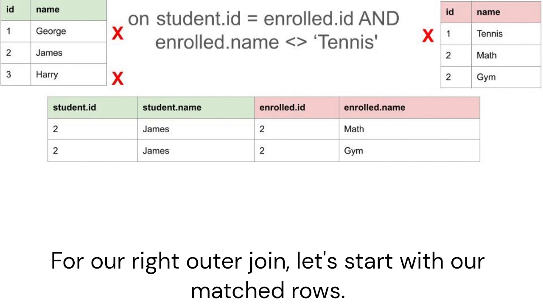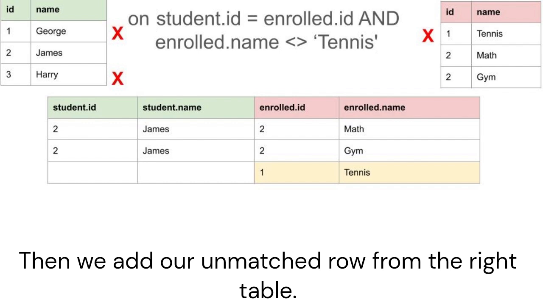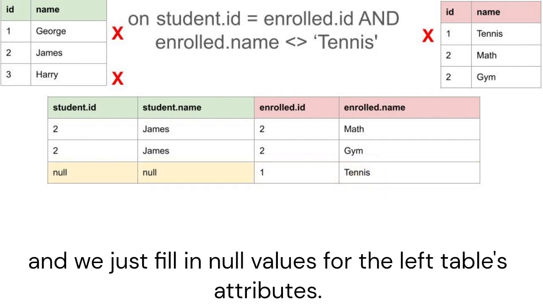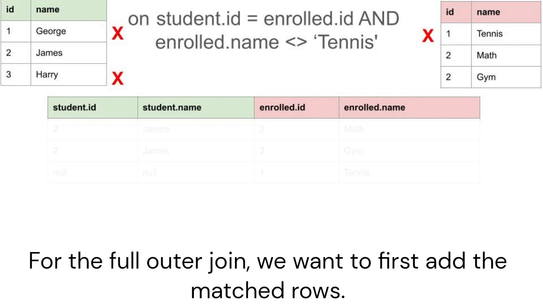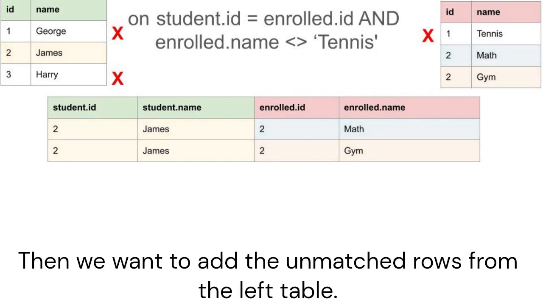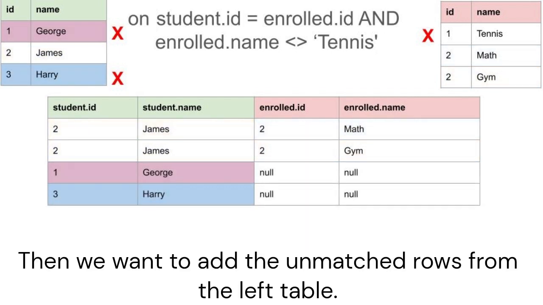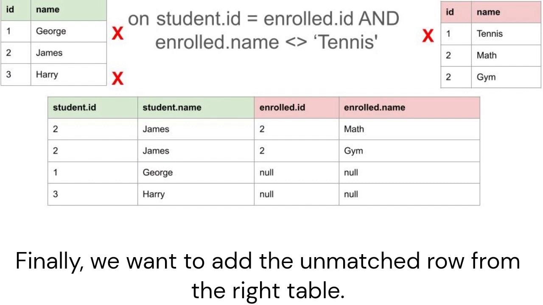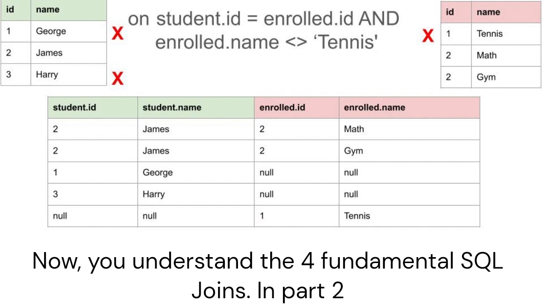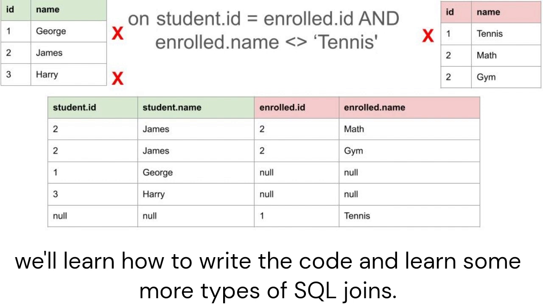For our right outer join, let's start with our matched rows. Then we add our unmatched row from the right table, and we just fill in null values for the left table's attributes. For the full outer join, we want to first add the matched rows. Then we want to add the unmatched rows from the left table. Finally, we want to add the unmatched row from the right table. Now, you understand the 4 fundamental SQL joins. In Part 2, we'll learn how to write the code and learn some more types of SQL joins.